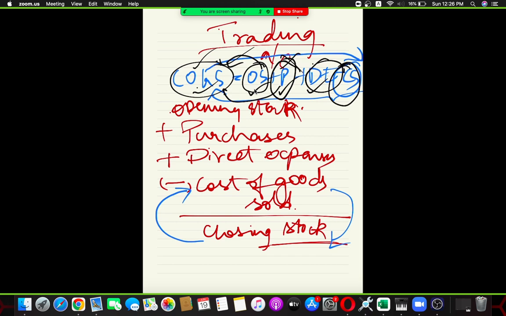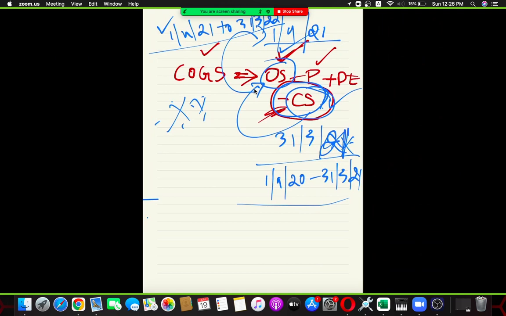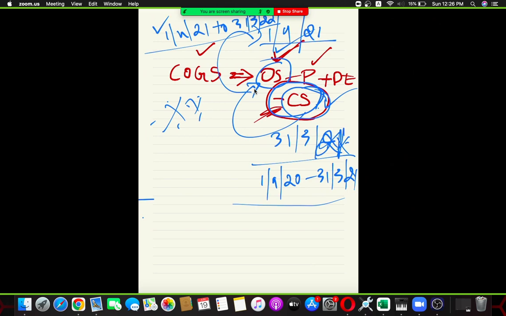It is just taking the positions from right hand side to left hand side and left hand side to right hand side in order to know what is the exact amount which has been missing. You can easily find it out using what? Using the COGS formula, provided one information is missing.